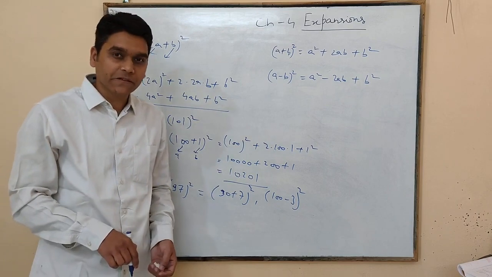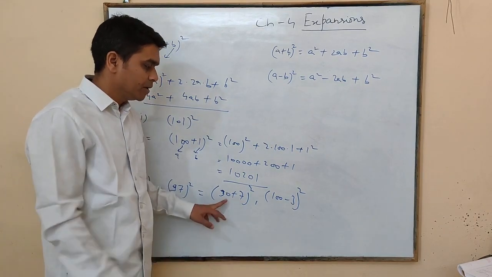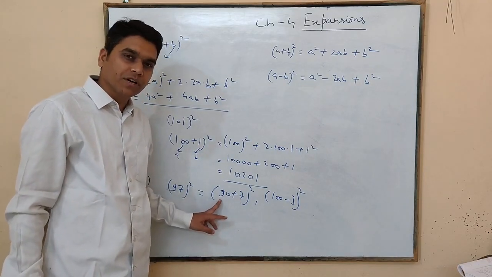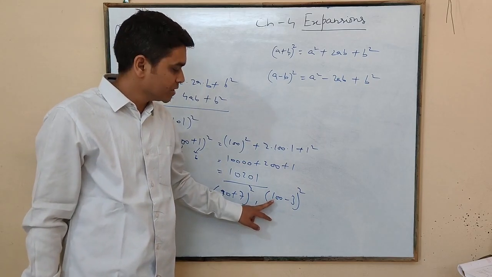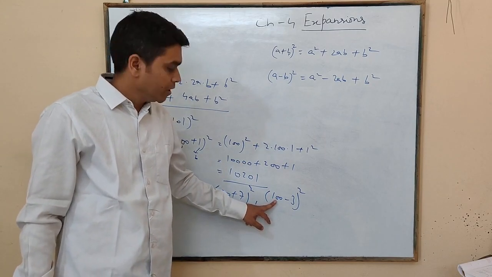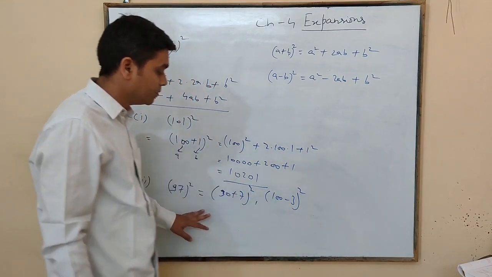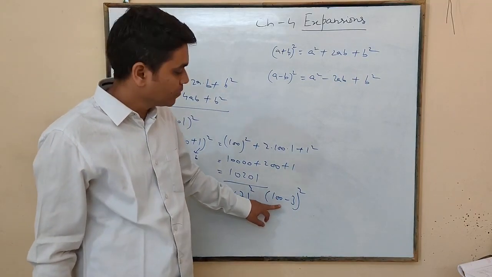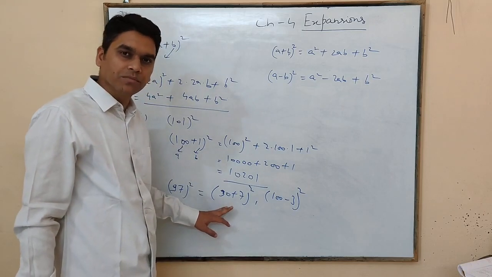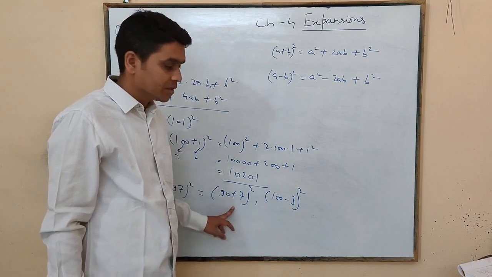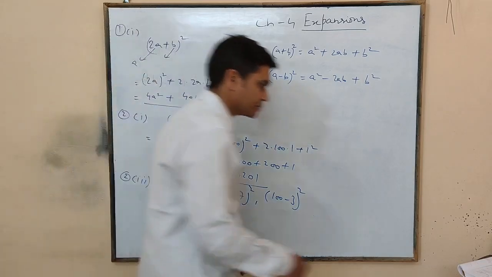But which one is the simplest form? If we use 90 plus 7, we know the square of 90 and the square of 7. If we take 100 minus 3, we know the square of 100 and the square of 3. So which one is the simple form? The simple form is this one, 100 minus 3, as compared to this. The other is also simple, but comparing these two, the simple one is this. So we have to use the simple form.